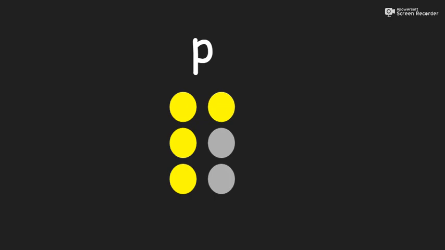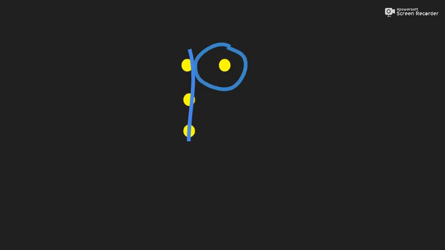Here's a P. P's dots 1, 2, 3, and 4. For me, visually, a P looks like a P if you put the dot for the 4 inside of the circle on the P, and then the stick for the P is dots 1, 2, and 3. So 1, 2, 3, 4 is a P.